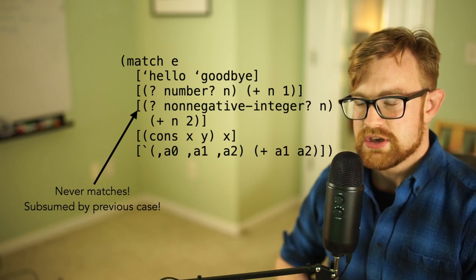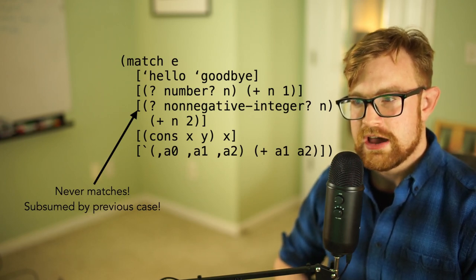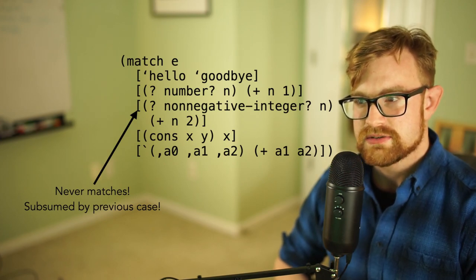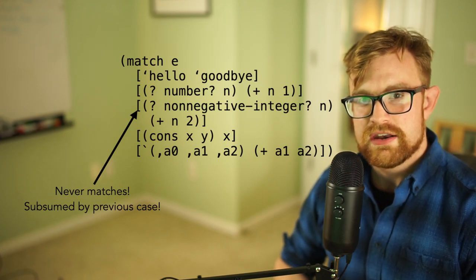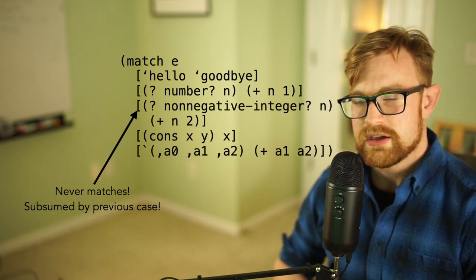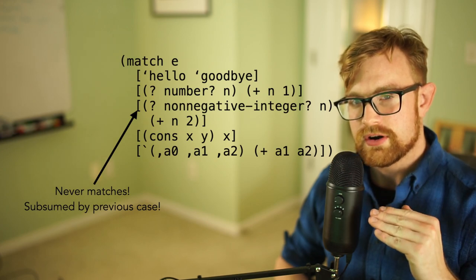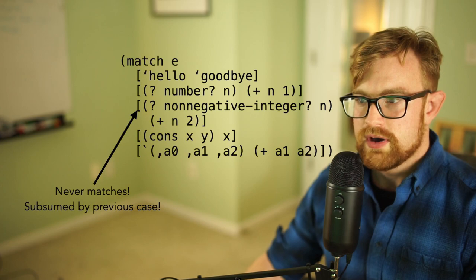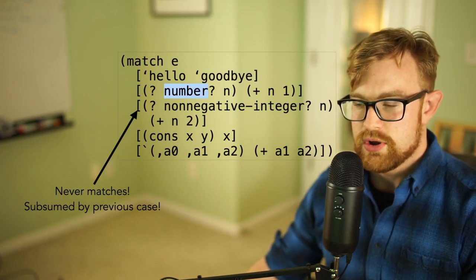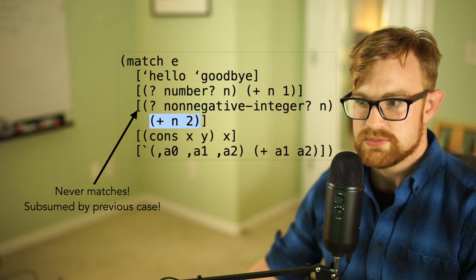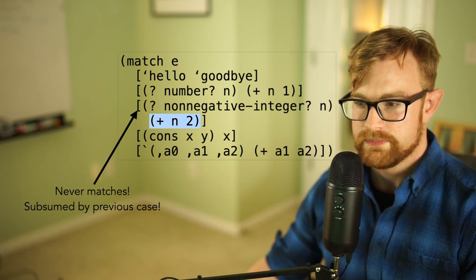Now, the next case is also a predicate match. However, I want to point out it's never going to fire, and it's subsumed by the previous case. Anything that's a non-negative integer? is also a number? And remember, because the matches are always checked in order, if something is a non-negative integer, it's always going to have fired this branch right here. And so you'll never get to this match case. This match body will never be executed because it's subsumed by this previous case.